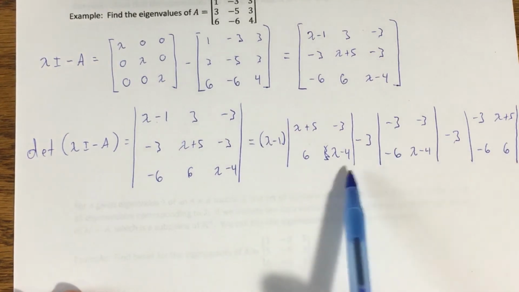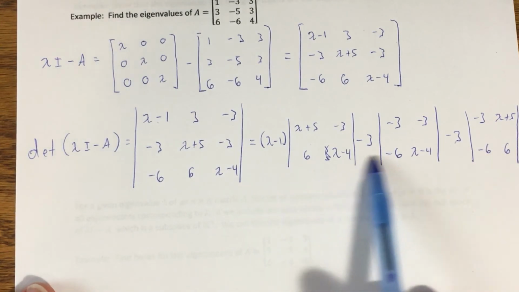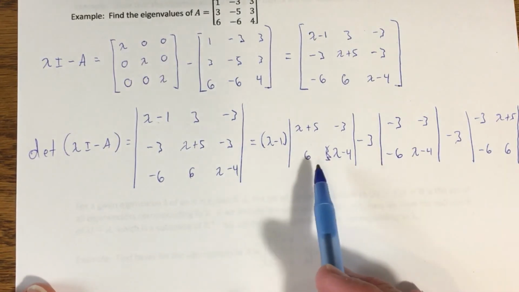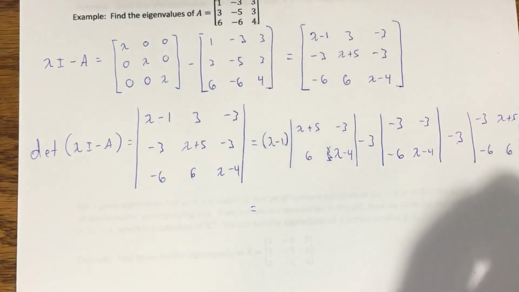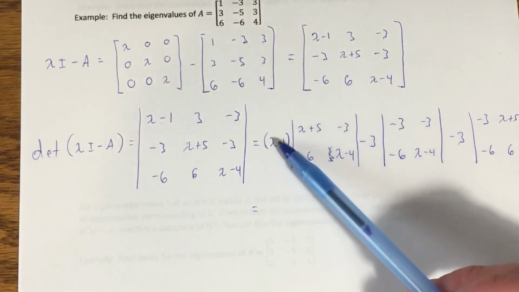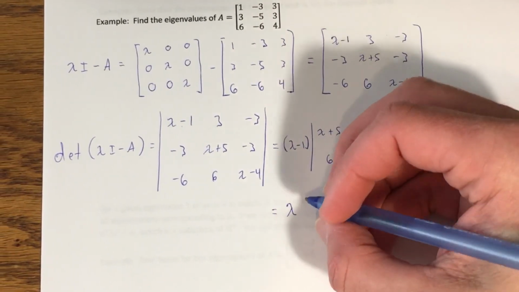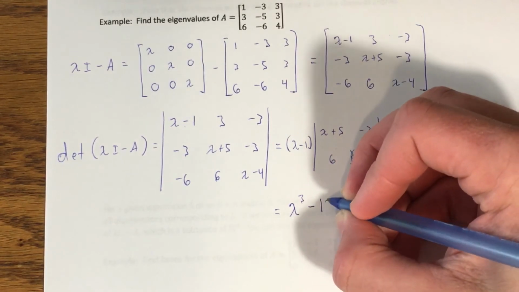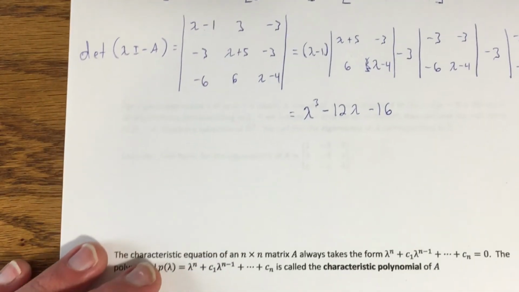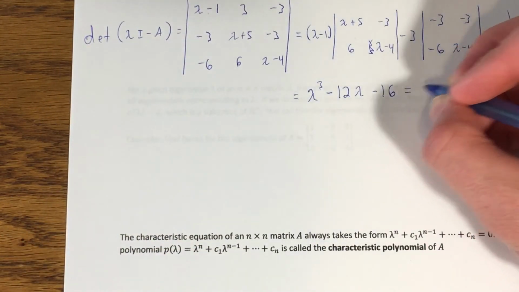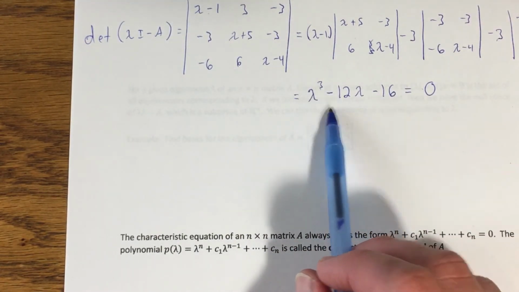Now if I expanded all of this out, I'd end up with a big long algebraic looking expression. If I simplified it completely down, you're going to see that the result looks like a polynomial in the unknown lambda. So in this case, the polynomial ends up reducing down to lambda cubed minus 12 lambda minus 16. Okay? We want to set that equal to 0. This is my characteristic equation that I want to try and solve.